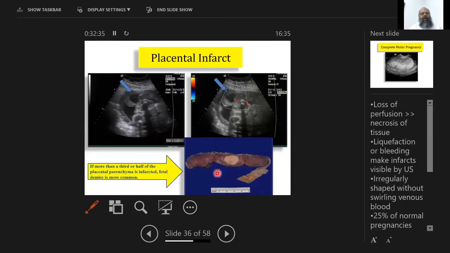We can have infarcts. There is a loss of perfusion causing necrosis of tissues. If more than a third or half of the placental parenchyma is infarcted, fetal demise is more common. So if it is 50% to 70%, we can have fetal demise. Liquefaction of blood makes the infarct visible by ultrasound, and irregularly shaped. We can see this is the liquefaction, and here is the infarct. On Doppler, there is no flow.